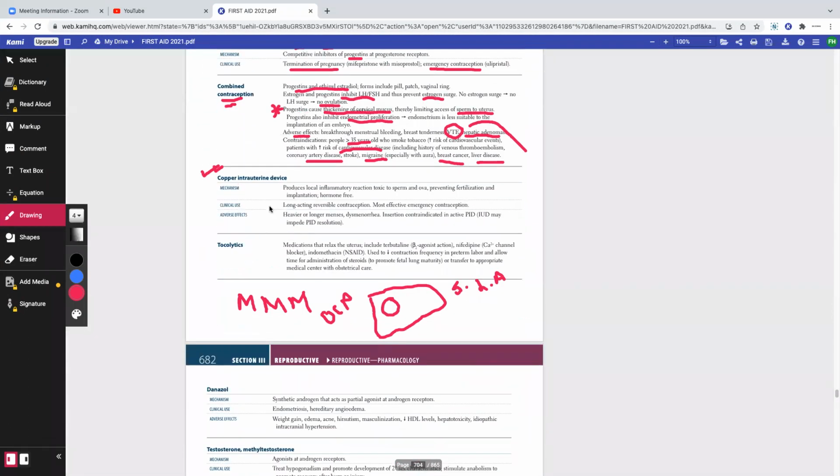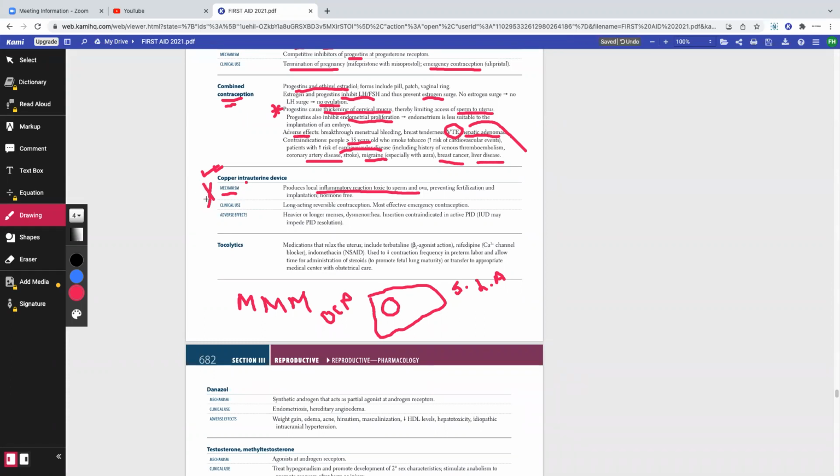Okay, good. So we are done talking about the combined contraceptive devices. Now let's start the discussion with the Cu-IUD, copper-containing intrauterine device. What is the mechanism of action of the copper-containing intrauterine devices? First and foremost, in the US, this is one of the number one major modes of contraception, right? This produces a local inflammatory reaction that is toxic to the sperm and ova, and they prevent fertilization and implantation.